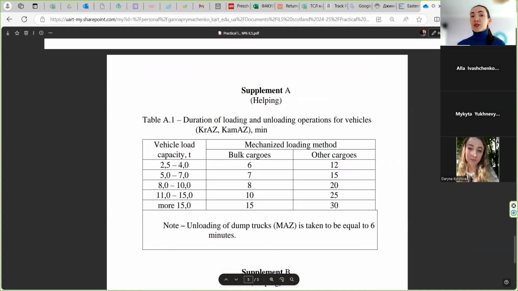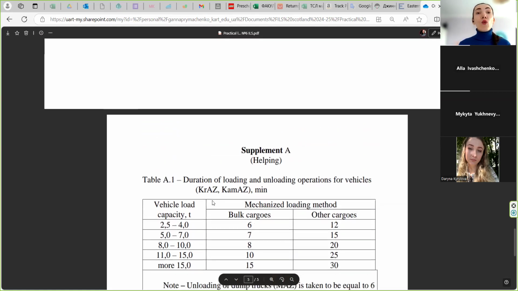But in our task number 3.2, we have different types of car for some variants. So we need to find what the names are. You can see the name of your car by your variant, and so you can find in the first column the vehicle load capacity in tons, and find this time. Okay, I open the table.